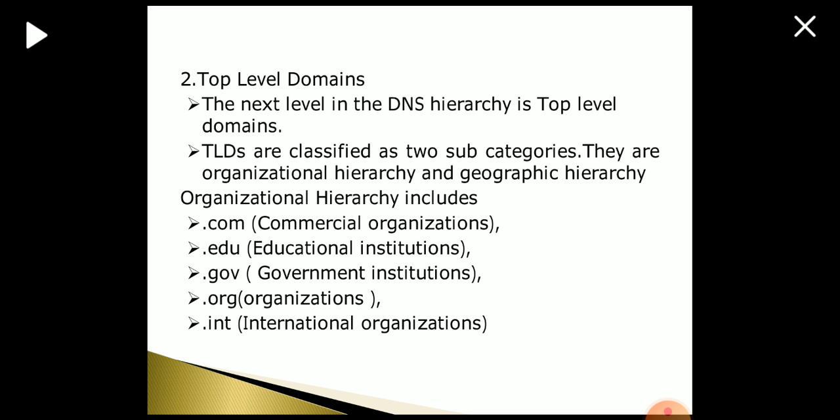Top level domain. The next level in the DNS hierarchy is the top level domain. These are classified as subcategories: organizational hierarchy and geographic hierarchy. Some examples of organizational hierarchy are .com used for commercial organizations, .edu used for educational organizations, .gov for government institutes, .org for organizations, and .int for international organizations.